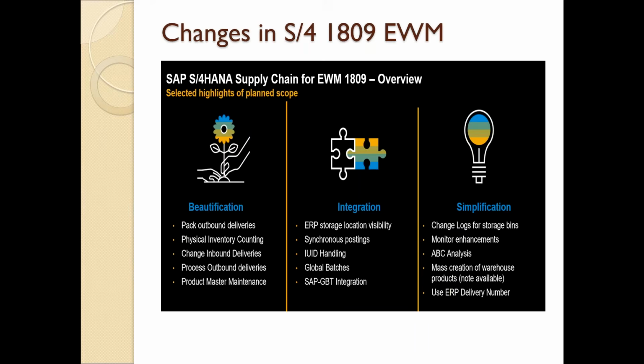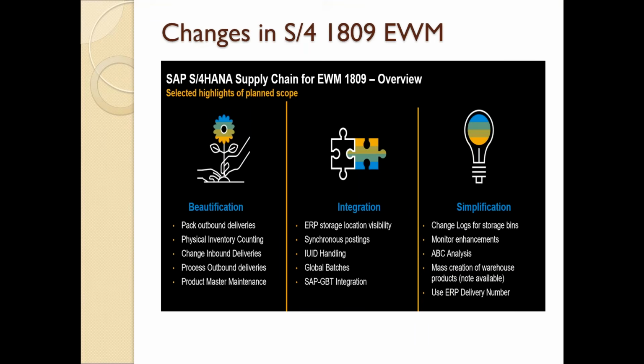When we compare the embedded systems, which are the S4 ones, this started from 1511, but we didn't have EWM in that. From 1610, EWM was introduced in the S4 systems, and after that we have 1709, where TM also came into the picture, and after that we had 1809.